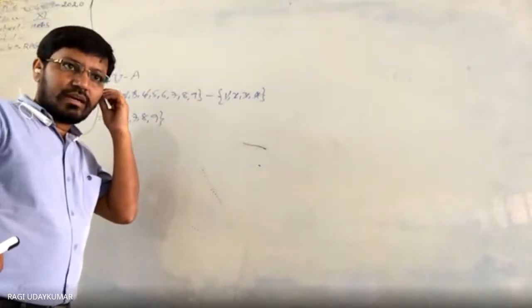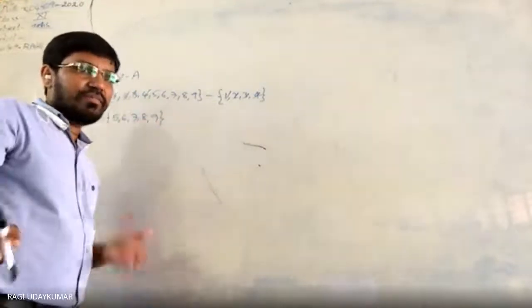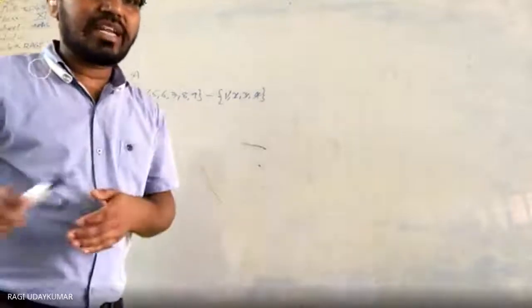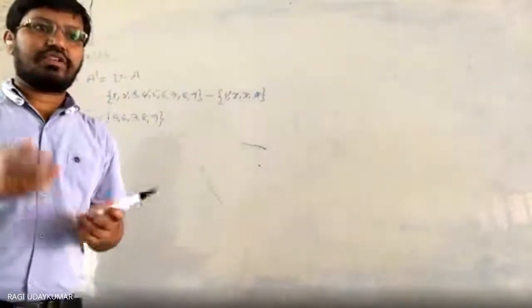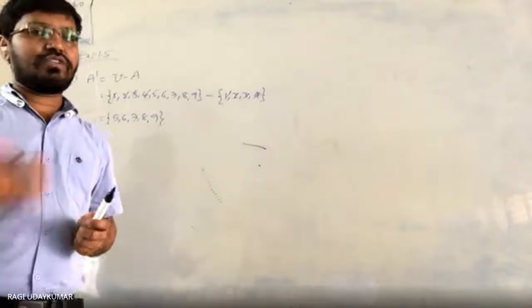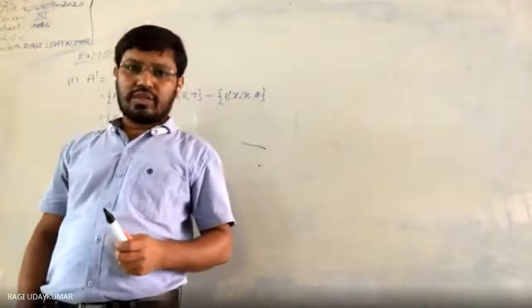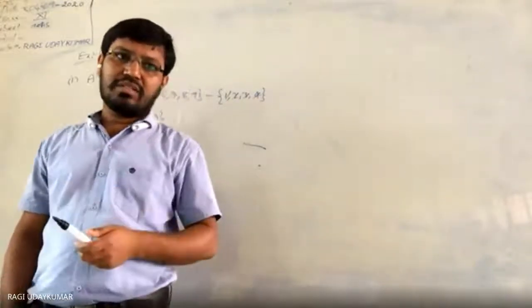Next, the second problem: the universal set is given to you, find the complements of the sets one by one. So that you can do that. Third problem: taking the set of natural numbers as the universal set, write down the complements of the sets. The first question is even natural numbers. Even natural number complement, odd natural numbers. Odd natural number complement, even natural numbers.